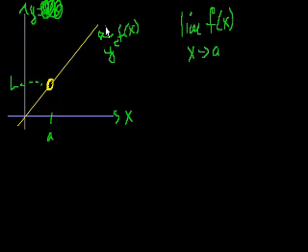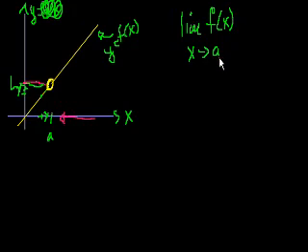What this means intuitively is as we approach a from either side, what does f of x approach? So when x is here, f of x is right there. When x is here, f of x is there. And as we see, it's approaching this L right there when you approach from that side. And then when we approach a from that side, right?